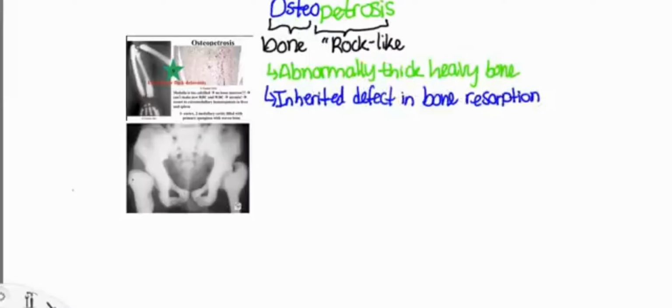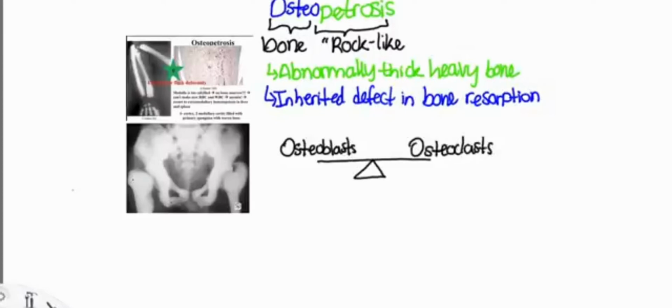Now, if you remember, bone formation is a balance between osteoblasts, which lay down bone, and osteoclasts, which resorb bone. This balance is constantly occurring throughout life, so that you're always laying down some bone and always resorbing some bone. A defect in bone resorption, in which you're constantly laying down bone but can't resorb it, results in an abnormally thick and heavy bone.